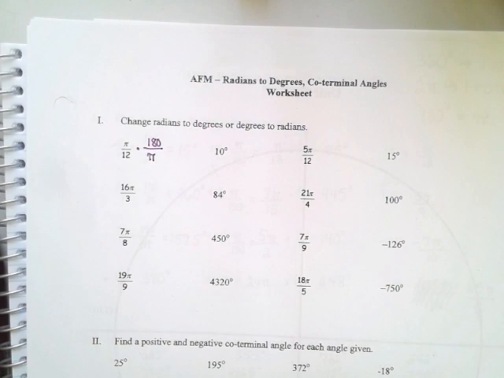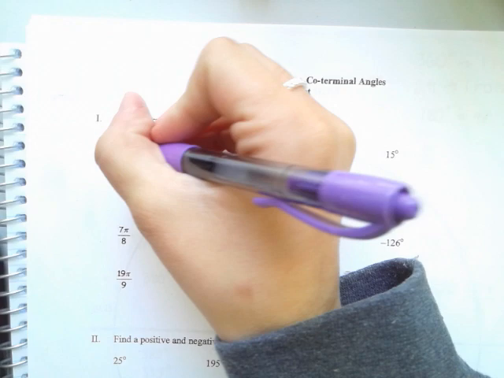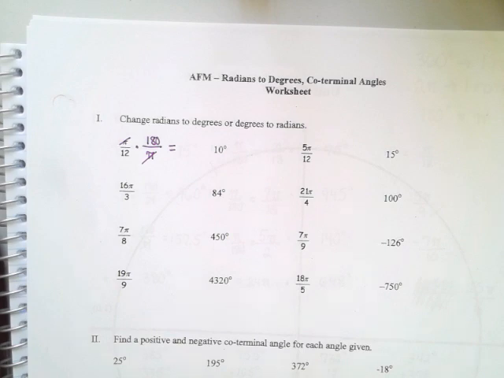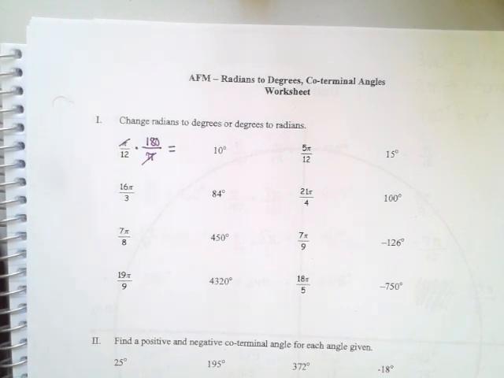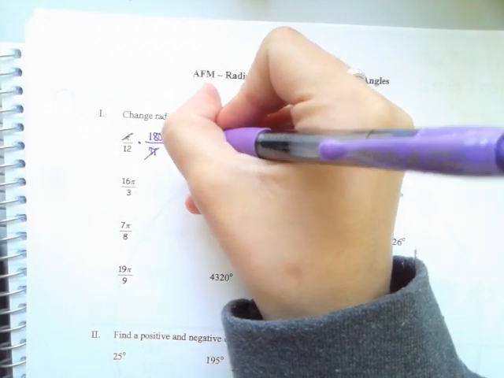Whenever we do that, these pi's are going to cancel out because one's on the top and one's on the bottom. Then I have 180 divided by 12. Sorry, let me get my calculator. 180 divided by 12, that gives me 15 degrees.